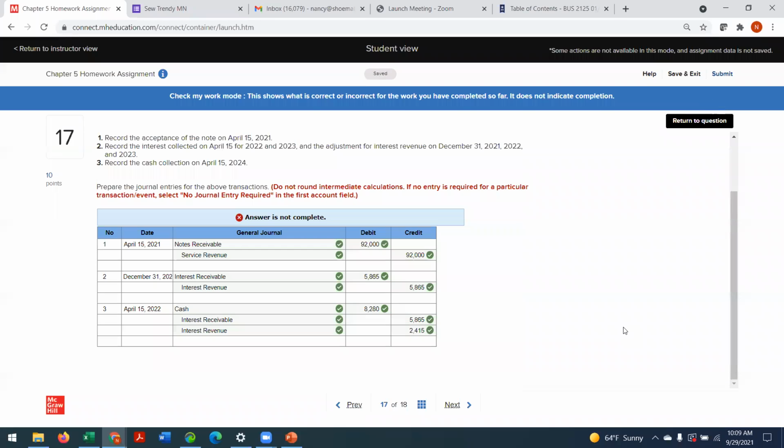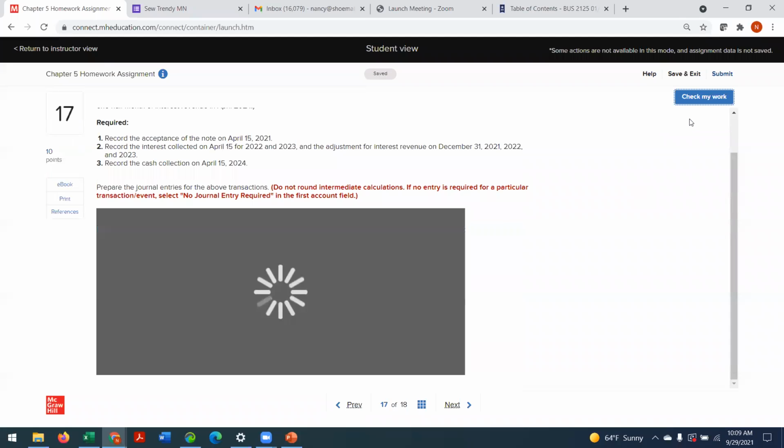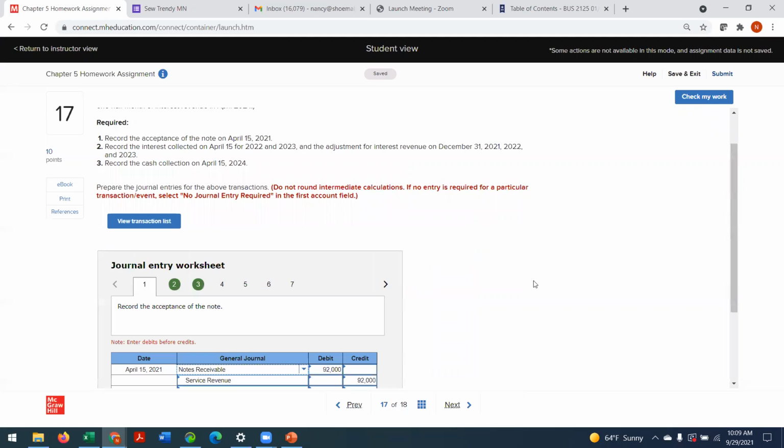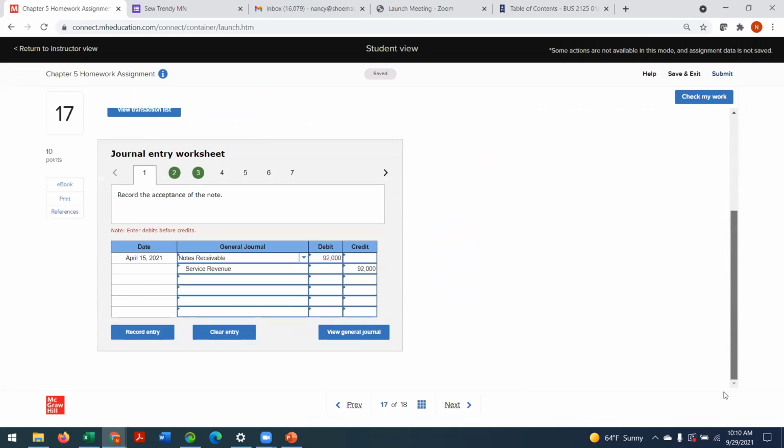Did that work? Yes. So basically what we're doing here is we are recording the interest that was collected after a year, and that amount that was collected was shown as a receivable at the end of December for that amount through 2021. And then from January through April 15th of 2022, we would record the 2415.